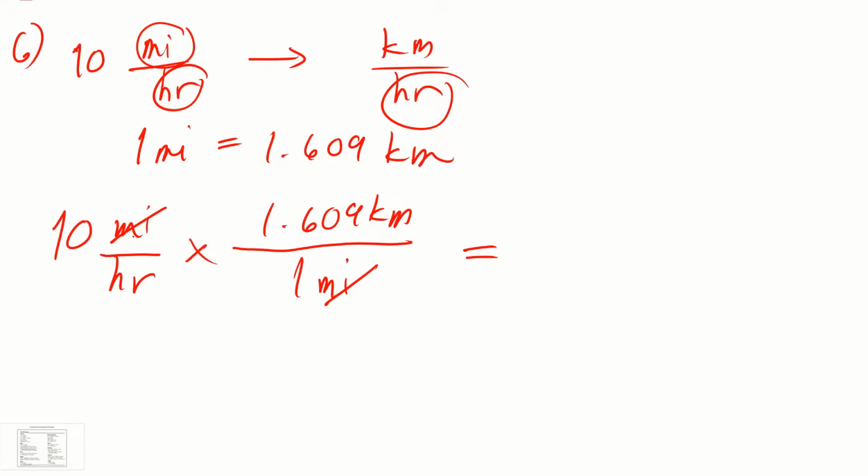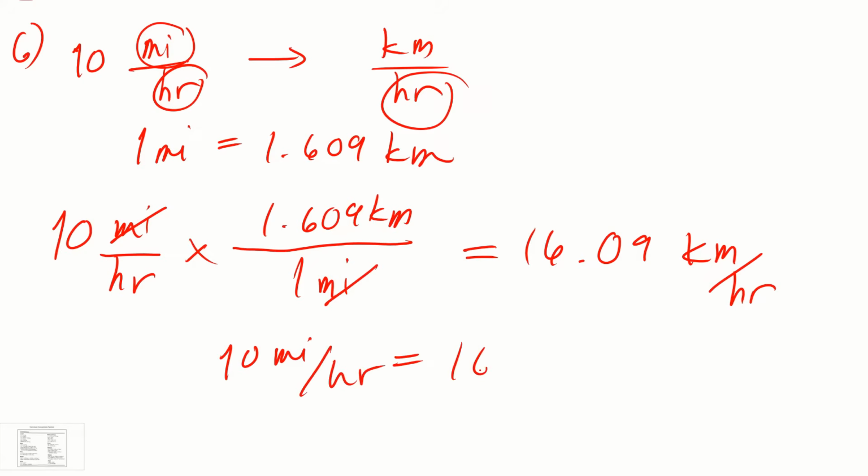So we have now here 10 times 1.609 is equal to 16.09 kilometers per hour. So 10 miles per hour is equal to 16.09 kilometers per hour. So yan.